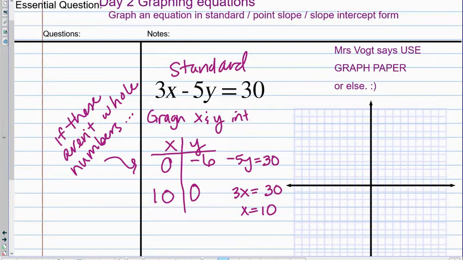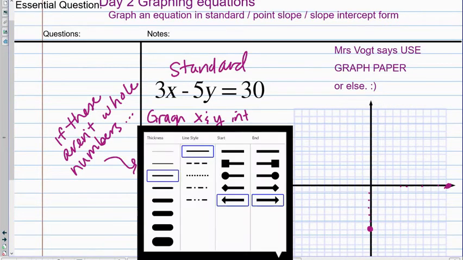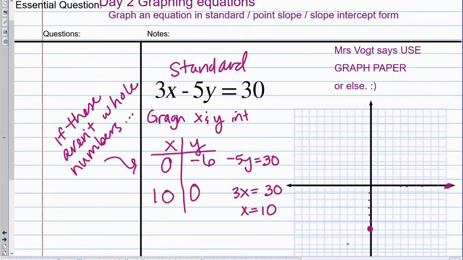Okay, so 0 over, 6 down, 1, 2, 3, 4, 5. I'm going to plot here. And 10 over, 0 up, is right here. And again, I'm going to try to use the line tool. We'll see how successful I am. I still have both arrows. Now, I hope that you notice that one didn't work as well, of course.